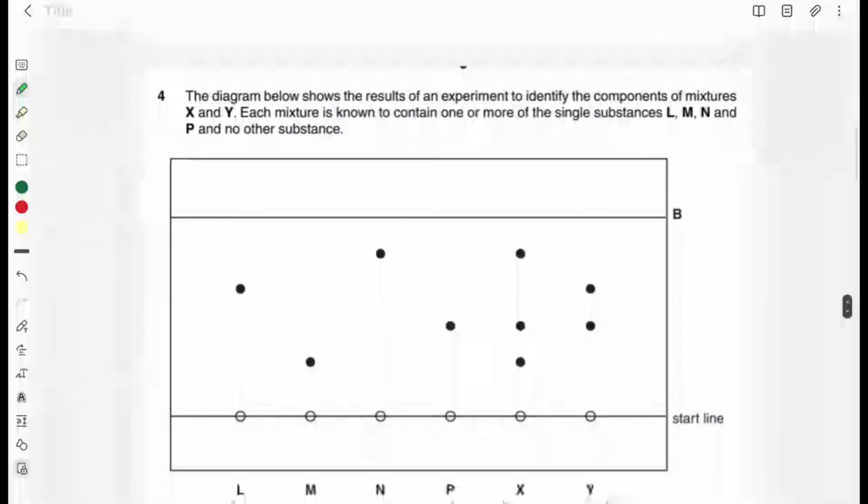I'm solving an example, a past year paper question. The diagram below shows the result of an experiment to identify the components of mixtures X and Y. Each mixture is known to contain one or more of the single substances L, M, N and P and no other substance.